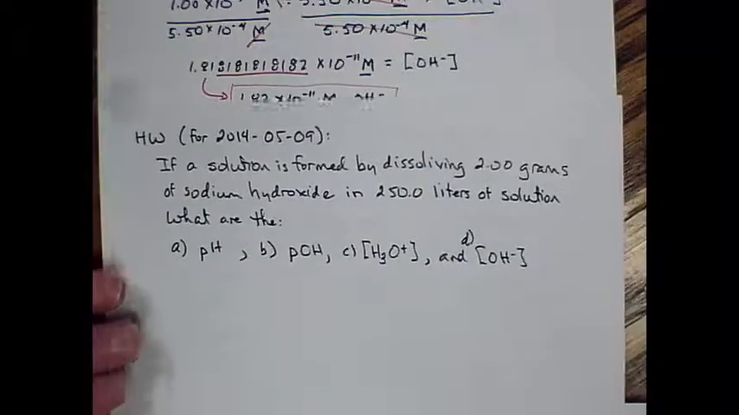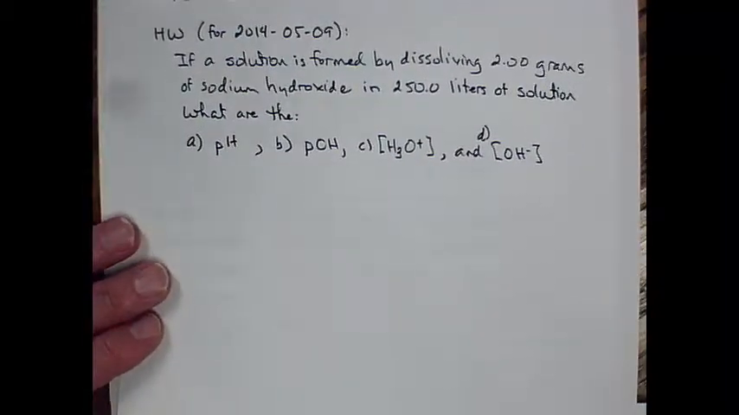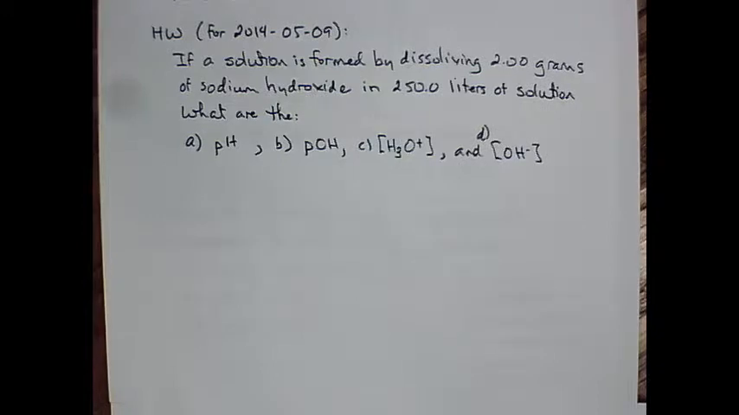So lastly, here's a homework problem for you to try. If a solution is formed by dissolving 2.00 grams of sodium hydroxide in 250.0 liters of solution, what are the pH, pOH, hydronium ion molar concentration, and hydroxide ion molar concentration?